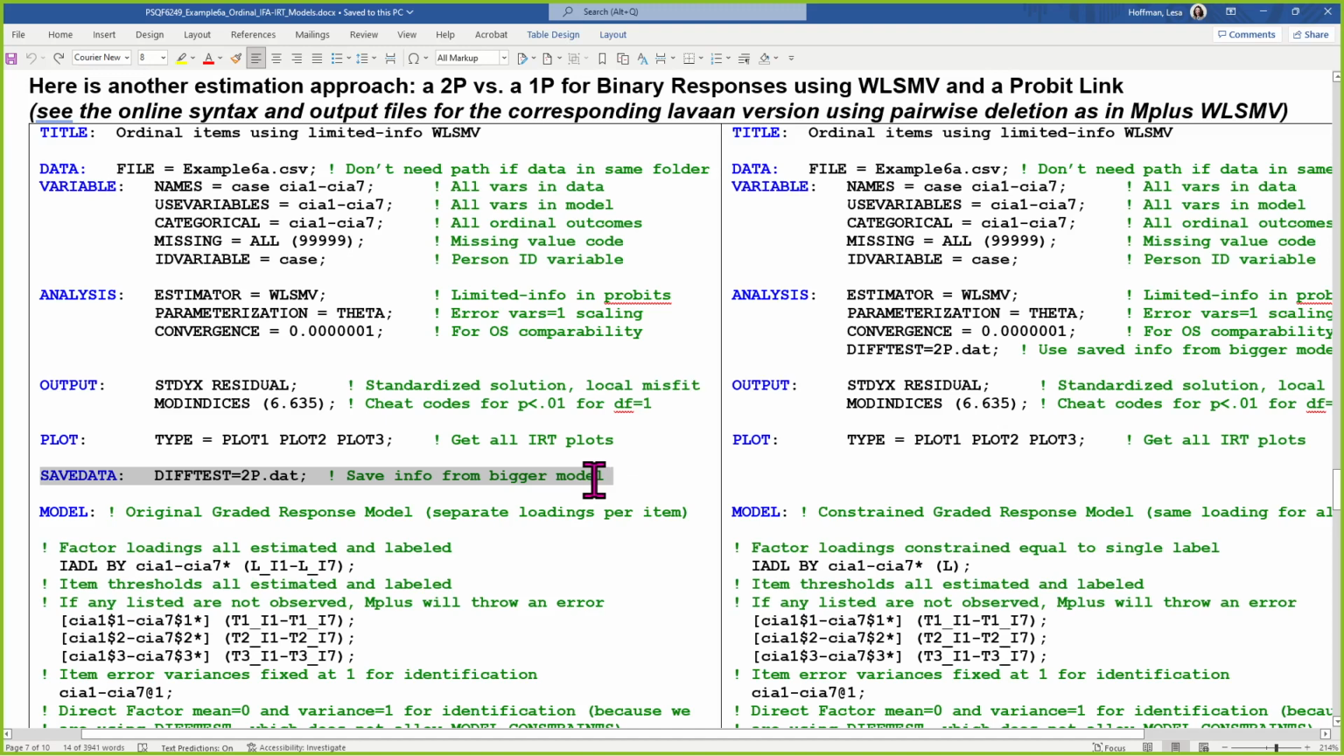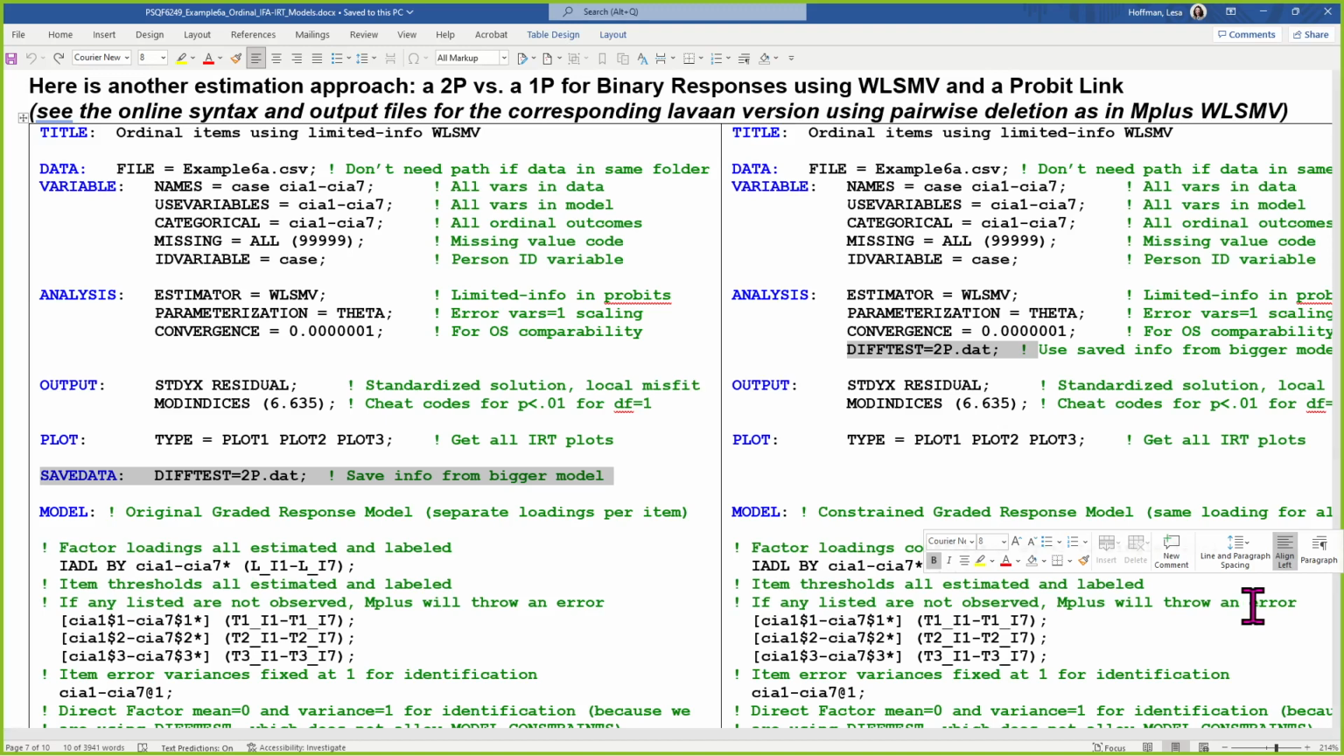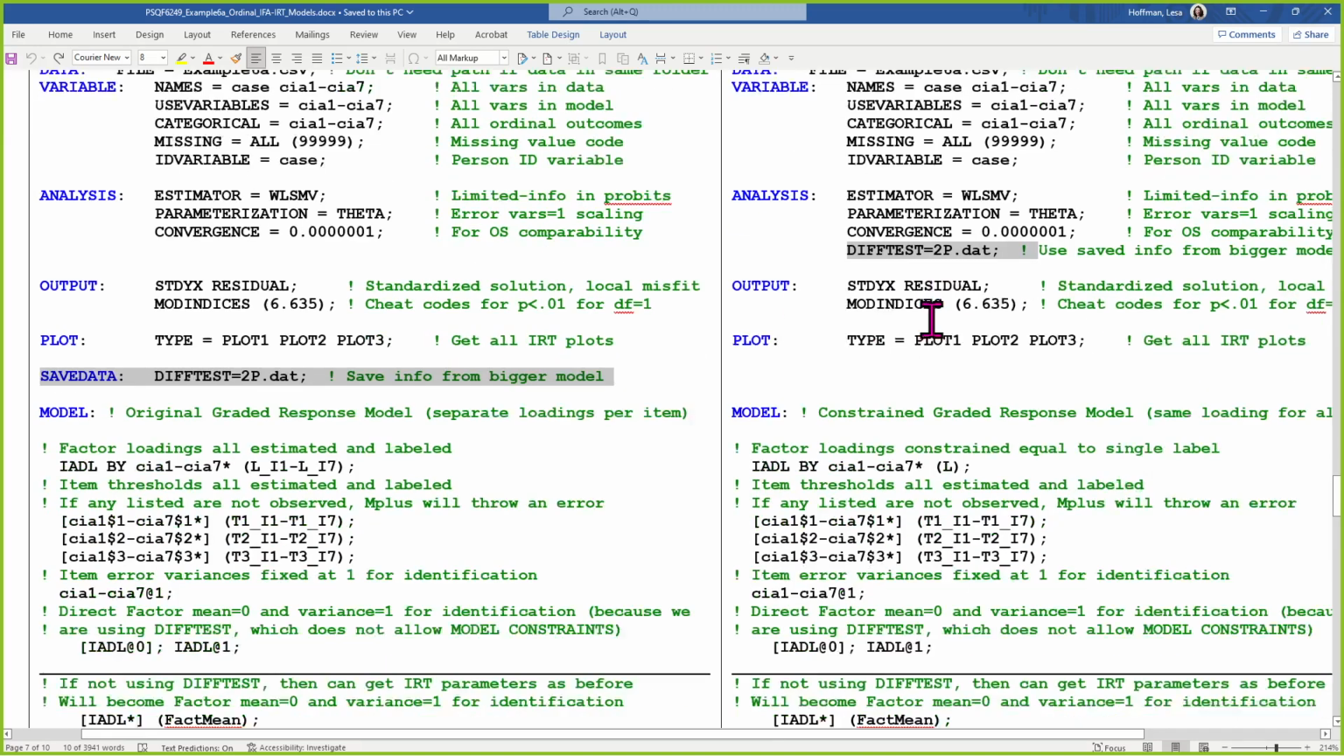So the way it works is the bigger model, we save the results to a DAT file, and then under analysis, that same file is referred to for the smaller model, meaning the more parsimonious model. So the bigger model with more parameters goes first, you save it, read in the information from it to estimate the model with fewer parameters, and then you get the results. So this is the same test of equal discrimination, just to demonstrate how to do nested model comparisons.